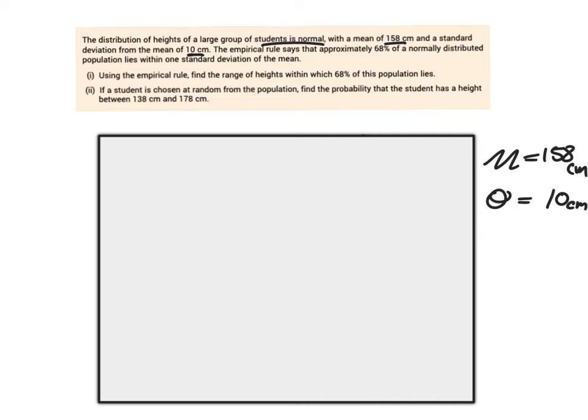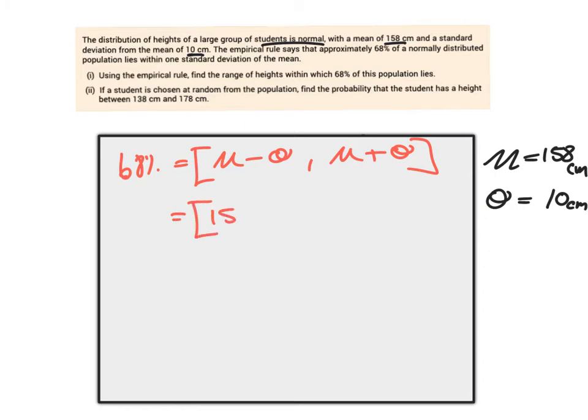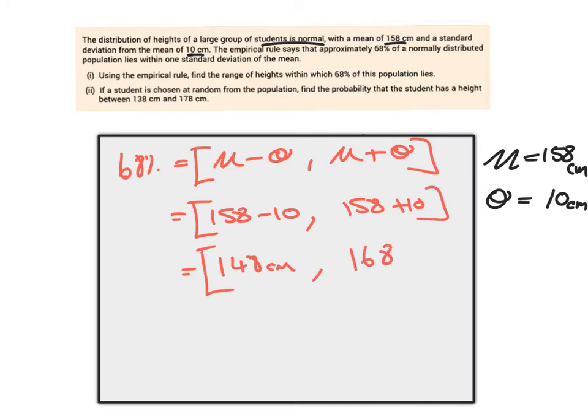The empirical rule says that 68% of the normally distributed population lies within 1 standard deviation of the mean. Use the empirical rule to find the range of heights within 68%. So we know that 68% of the empirical rule is equal to the mean minus the standard deviation and the mean plus the standard deviation. So it's going to be 158 minus 10 and 158 plus 10. And I'm getting 148 centimetres and 168 centimetres. So we're saying there that 68% of the people lie within 148 centimetres to 168 centimetres. Okay, got that one done.